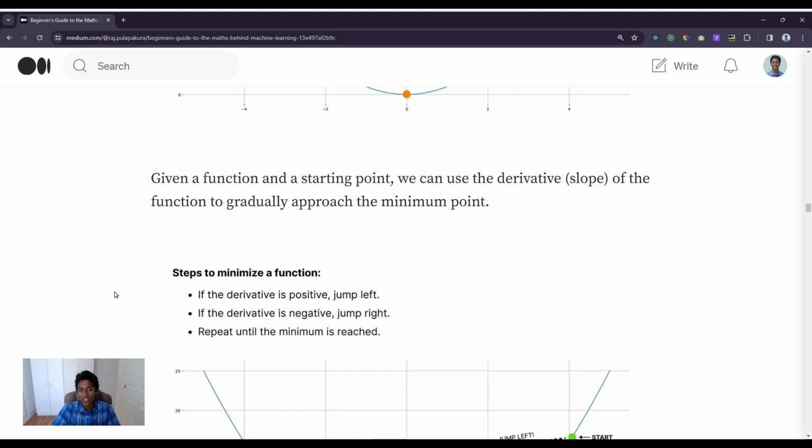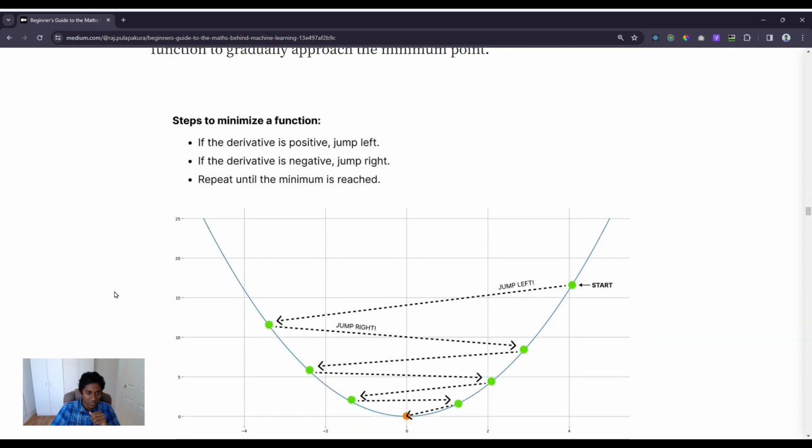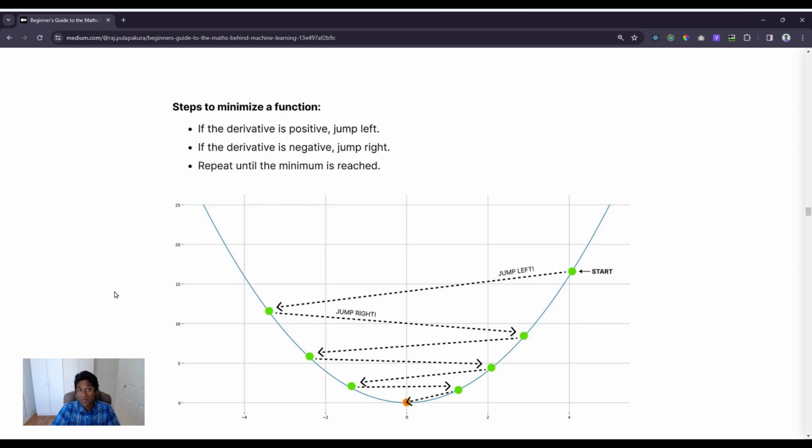So, given a function and a starting point, we can use the derivative of the function to gradually approach the minimum point. And here are the steps to do that. If the derivative is positive, jump left. If the derivative is negative, jump right. And you repeat this until the minimum is reached.